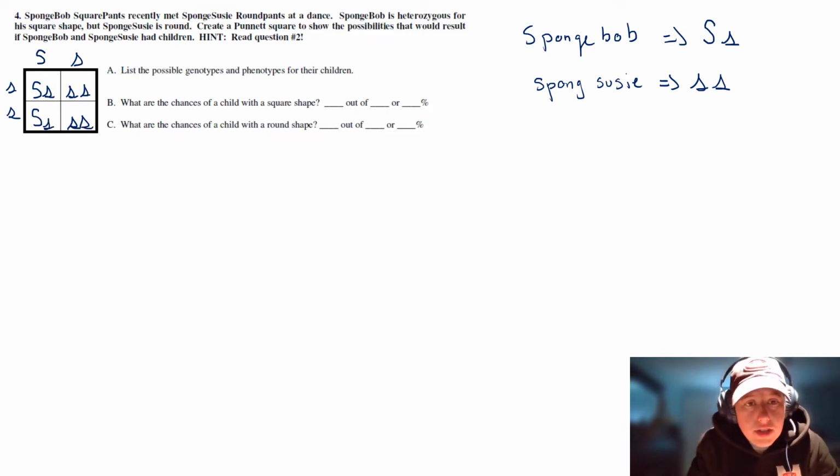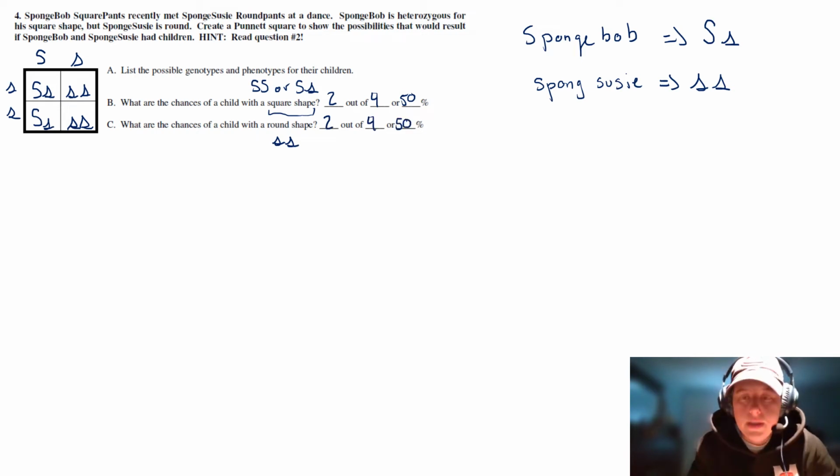So square shape is either capital S, little s, and we can see that we have 2 boxes that have capital S, little s, so 2 out of 4, or 50%. Round shape, it's the recessive trait, so it's only little s, which is 2 out of 4, or 50%.